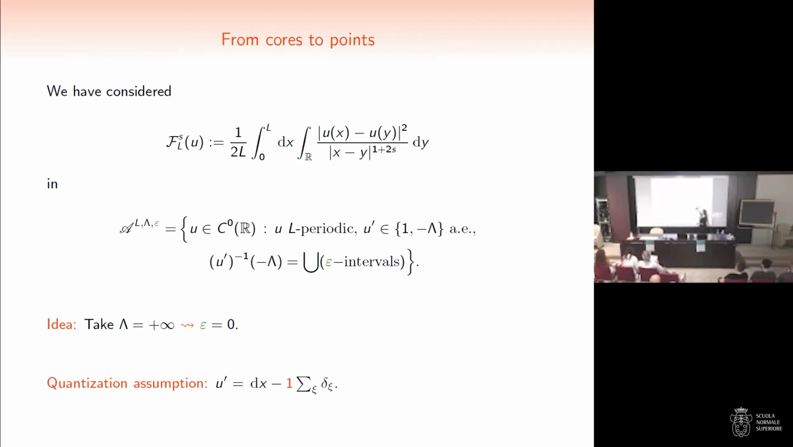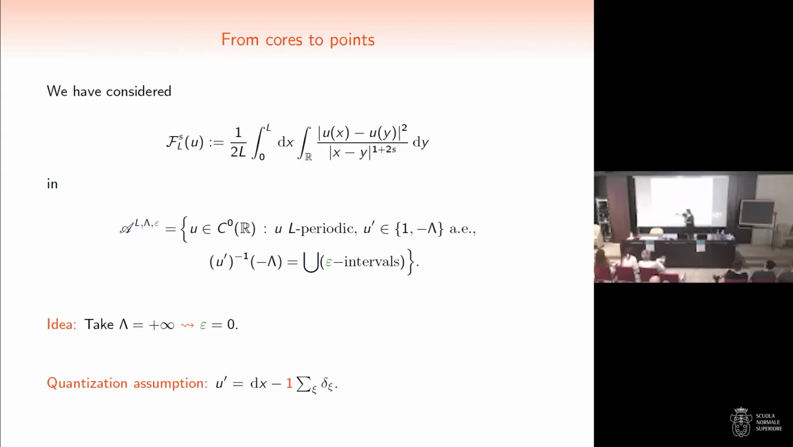So until now, we have considered the fractional Gagliardo seminorm of this type, and we have minimized them in this class here. But the first question is, what happens if instead of taking a lambda that is a certain number that I imagine to be big, I take lambda equal to plus infinity? This means that instead of having a very negative slope, I have a vertical slope, and so my dislocation cores, what I call the plastic region, become points. So I have point singularities.